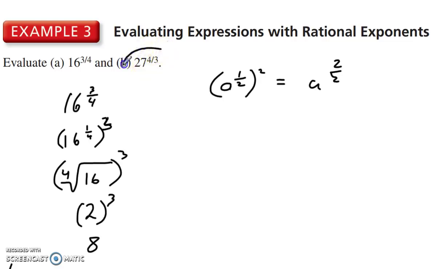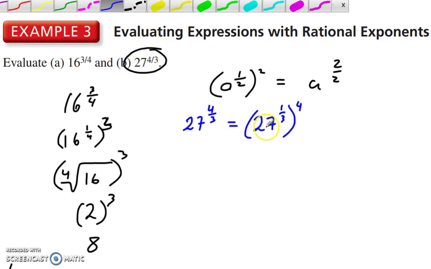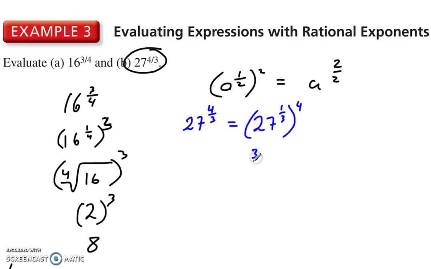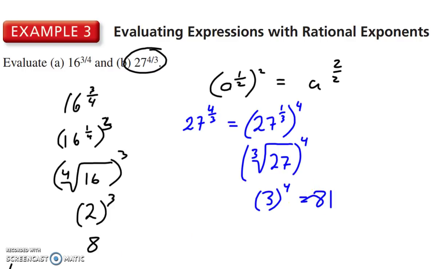Do the same thing here. Rewrite that, and I know that this means the cube root of 27 to the fourth power, and I know the cube root of 27 is 3. 3 to the fourth power is 81.